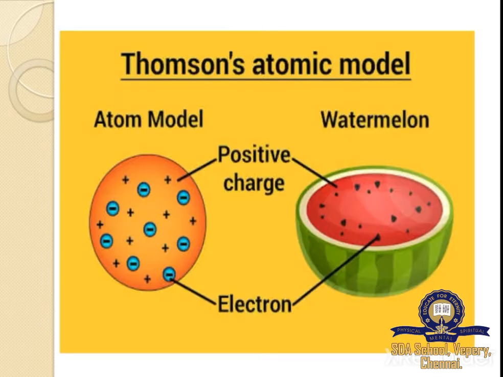It can also be explained with a cut watermelon, where the seeds of the watermelon are embedded in the red flesh. Here, the seeds are like electrons and the red flesh is a positively charged mass. But later, it was proved to be wrong.